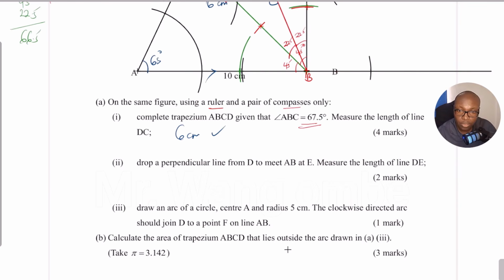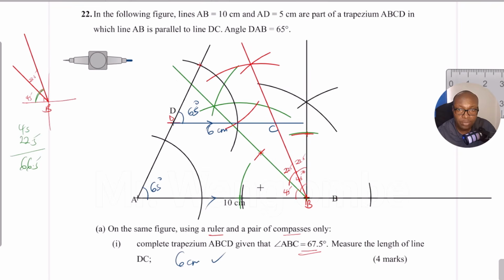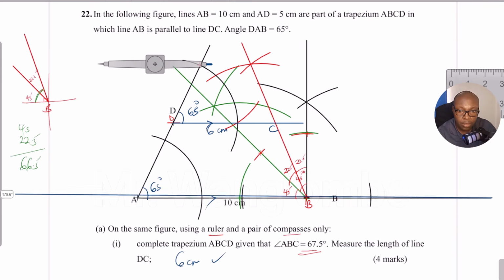Now the other question, part 2. Drop a perpendicular line from D to meet AB at E. Now this is how you drop a perpendicular from D. So standing at D, using a pair of compass, I can extend this line. This line that is here, line AB, I can extend it.